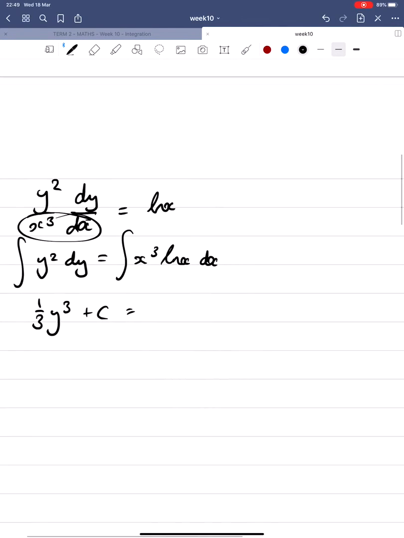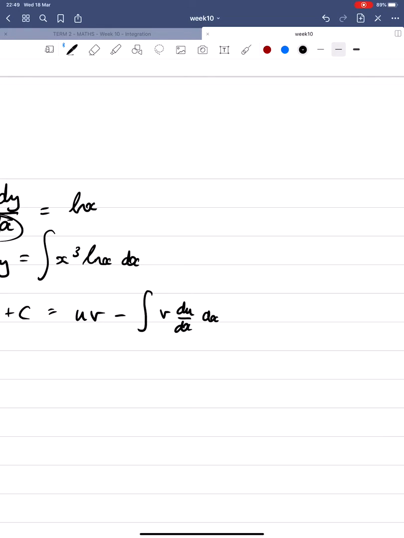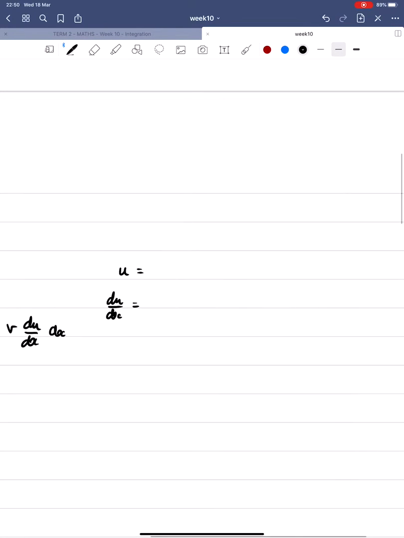And then this is going to be done, as you can see, I'm going to have to do this using by parts. So I'm going to get uv minus the integral of v du dx, and I need to choose my u and v functions appropriately. So I'm going to have a u equals, and then a du dx equals, a dv dx equals, and a v equals.